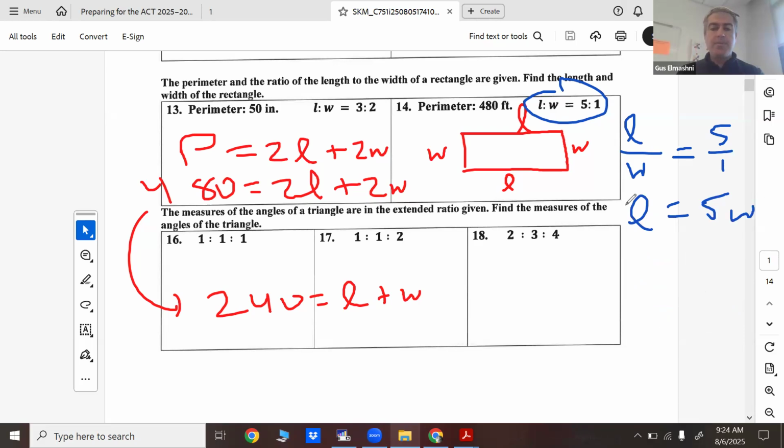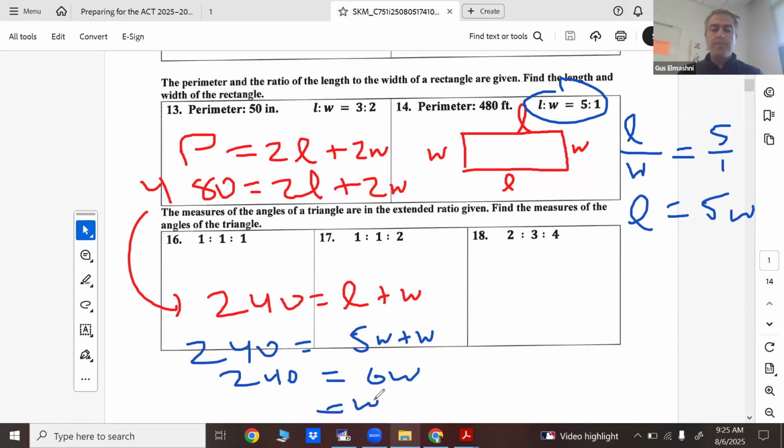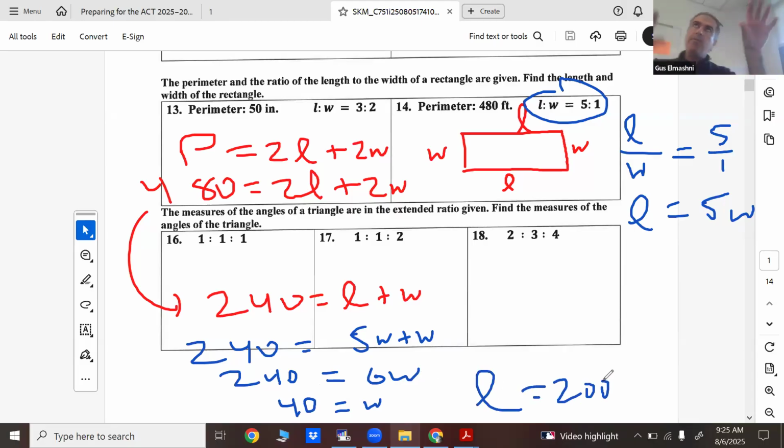Now, can I substitute? You bet. 240 equals 5W plus W. See how it becomes very smooth when I'm very methodical about it. 6W equals 240. W equals 40. And if W is 40, then I get L, which is 200. Now I have my perimeter. It makes sense. 200, 200, 40, 40, I get 480. Sweet.